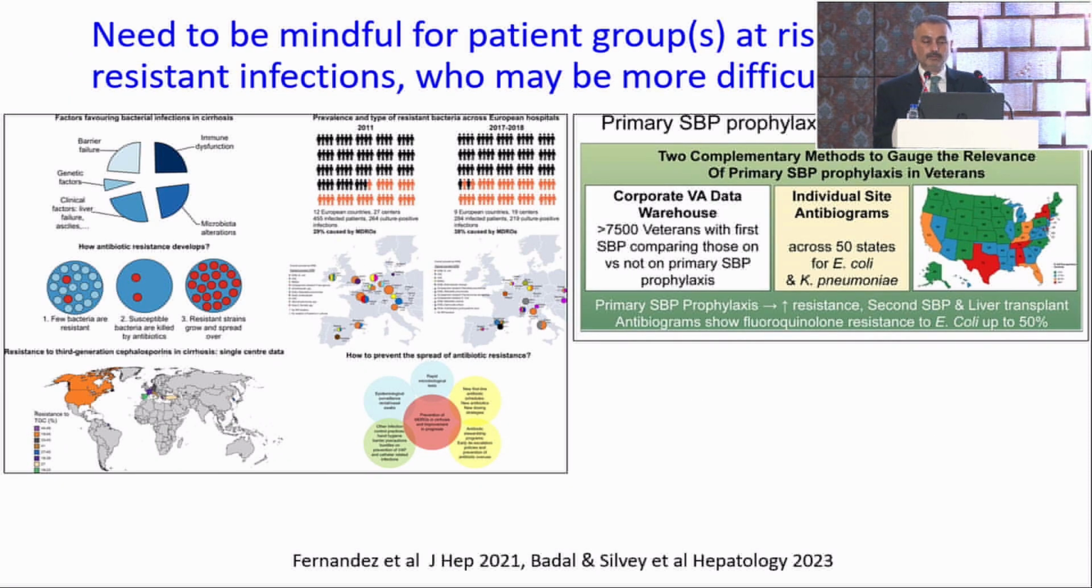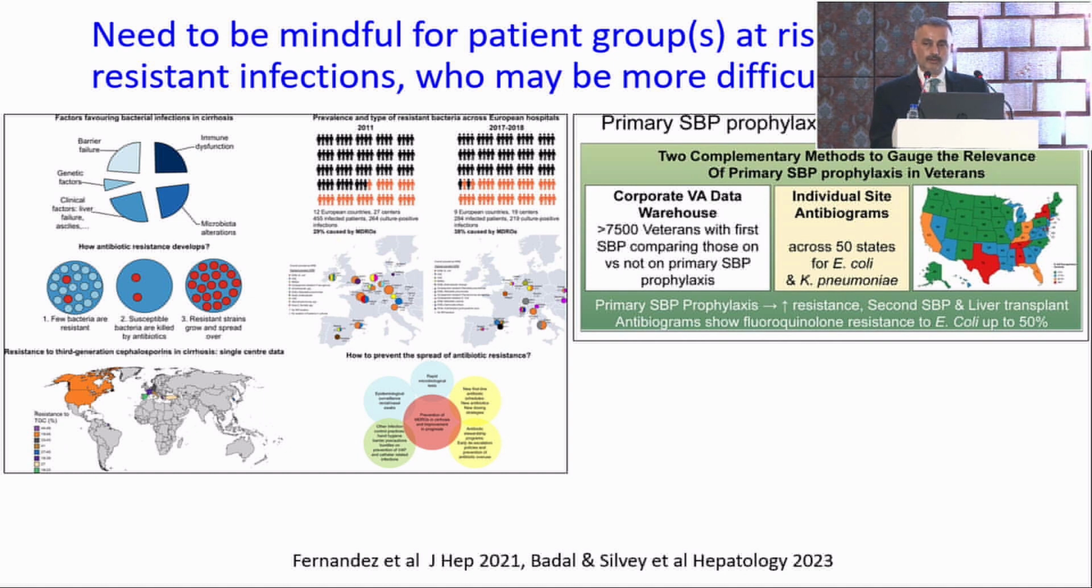So we also need to be mindful of patient groups at risk for drug-resistant infections. On the left-hand side, you can see resistance to third-generation cephalosporins in Europe has exploded. And on the right-hand side, we did the study in patients across the Veterans Hospitals across the United States. These are more than 300 centers which take care of veterans, who have multiple comorbid conditions, and we honed in on patients with primary SBP prophylaxis, which means these patients are on antibiotics without having had SBP before.